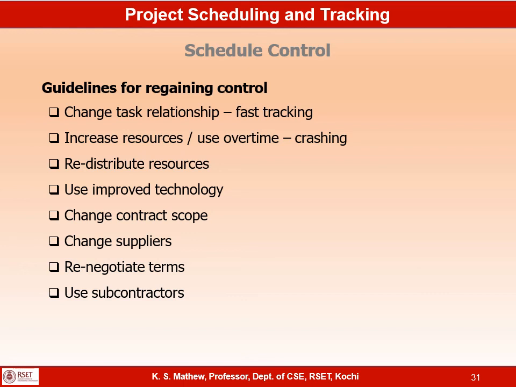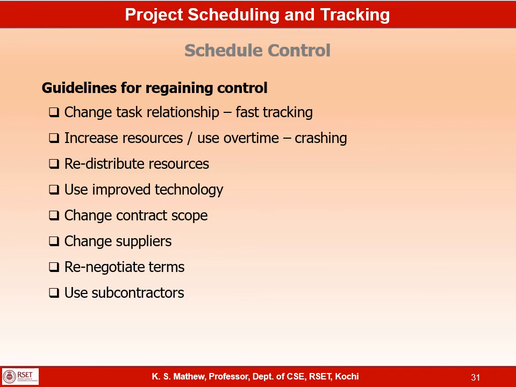The first option could be to change the task relationship, which is called fast tracking. So ideally you may be sequencing some of the activities sequentially one after the other. For example, coding can be started only after the design is complete. That's the ideal way of doing it. So the design and coding could be scheduled in a sequential way in the original ideal way.